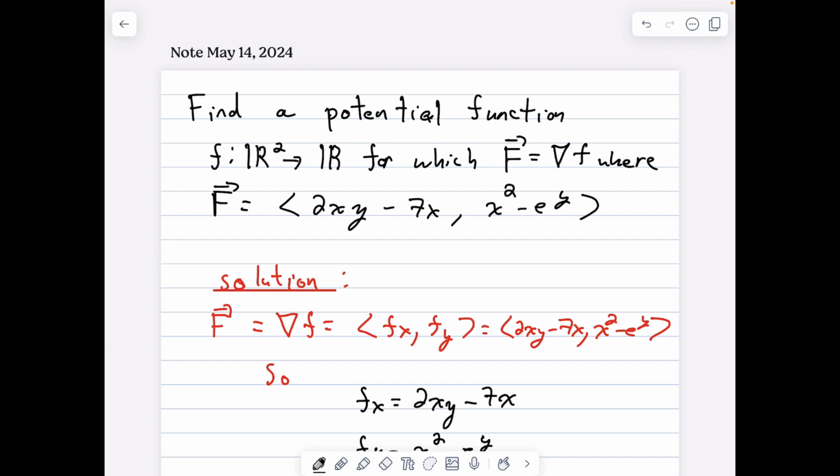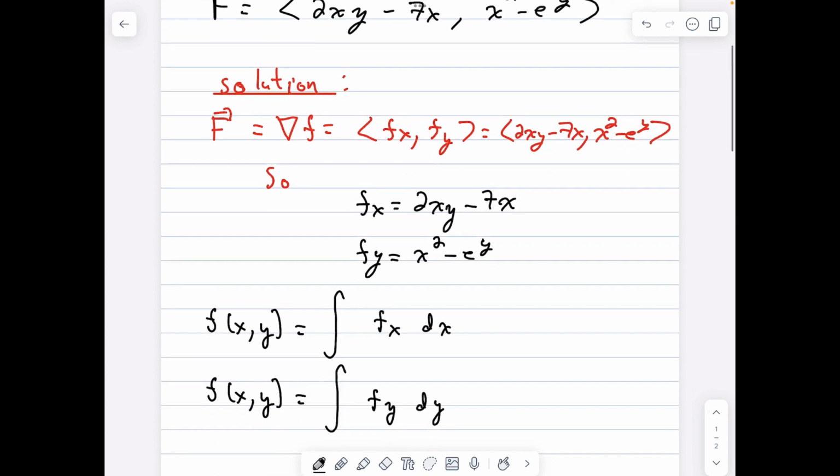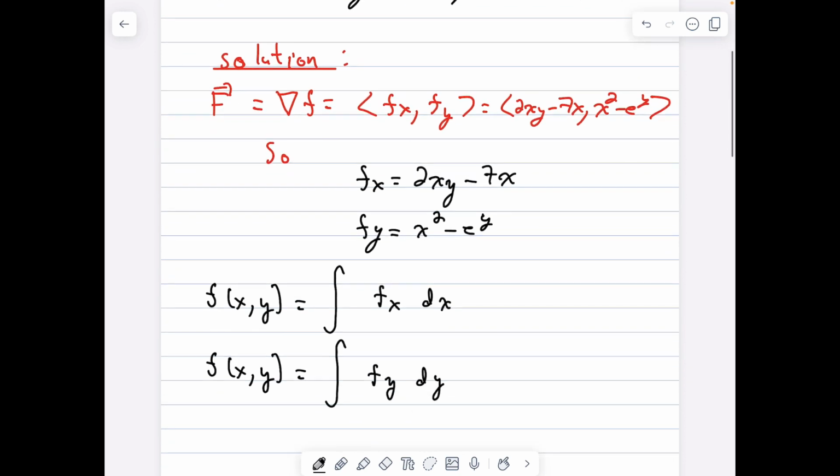So lowercase f is called a potential function because the gradient of f is equal to the vector field capital F. In order for us to find the potential function, first let's go back to what it means to be a gradient. A gradient is when you take the partial derivatives of your function with respect to x, y, z, whatever. Here it's just going to be with respect to x and y, and we're going to place those and set them equal to the components of my vector field F. So again, the gradient of lowercase f equals (fx, fy), and that's just by definition.